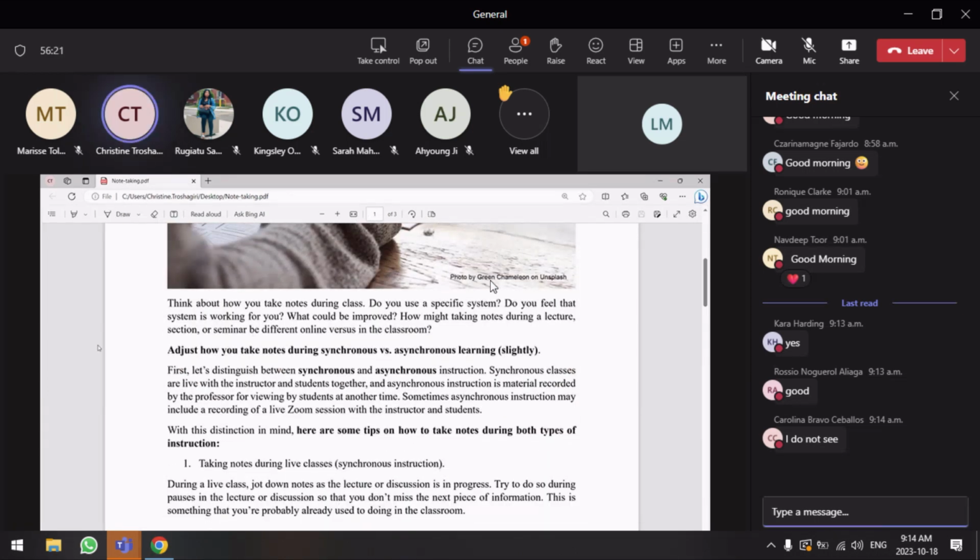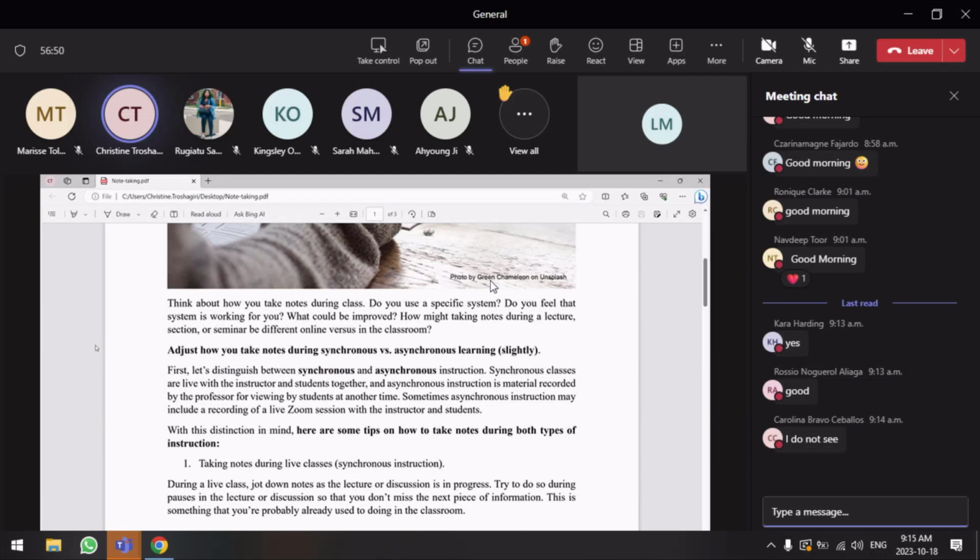So let's get started. Think about how you take notes during class. Do you use a specific system? Do you feel that the system is working for you? What could be improved? How might taking notes during a lecture or seminar be different online versus in the classroom? As I have mentioned, we majorly take notes during our classes.